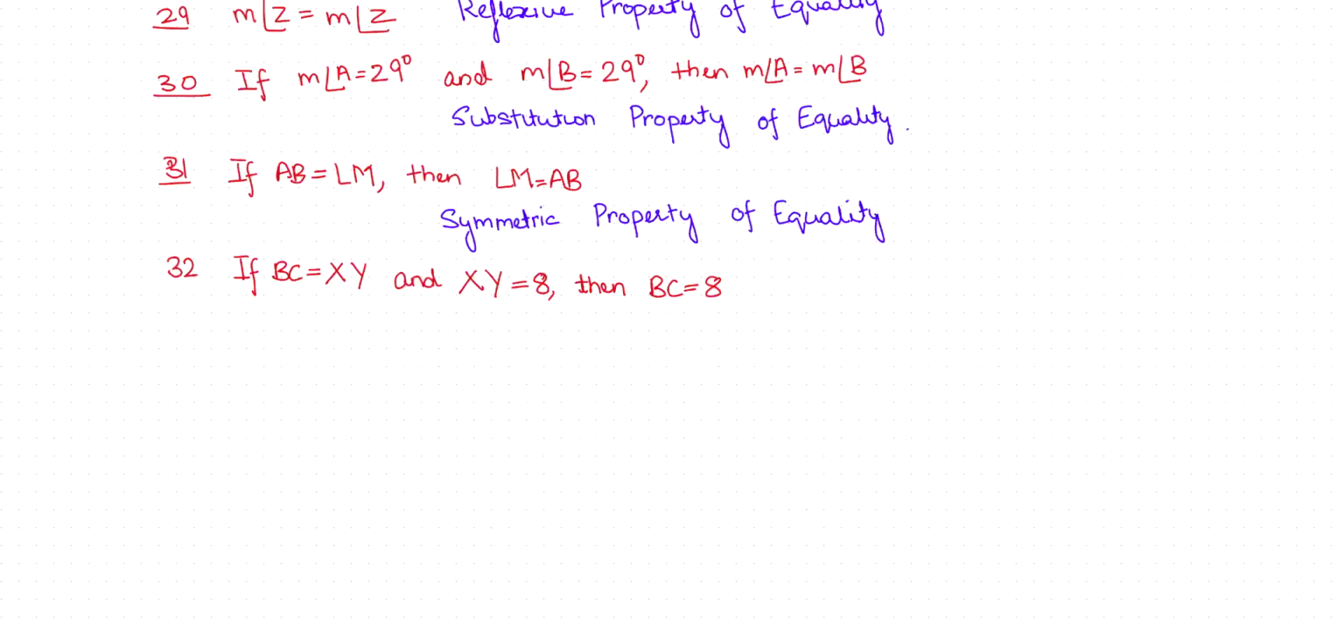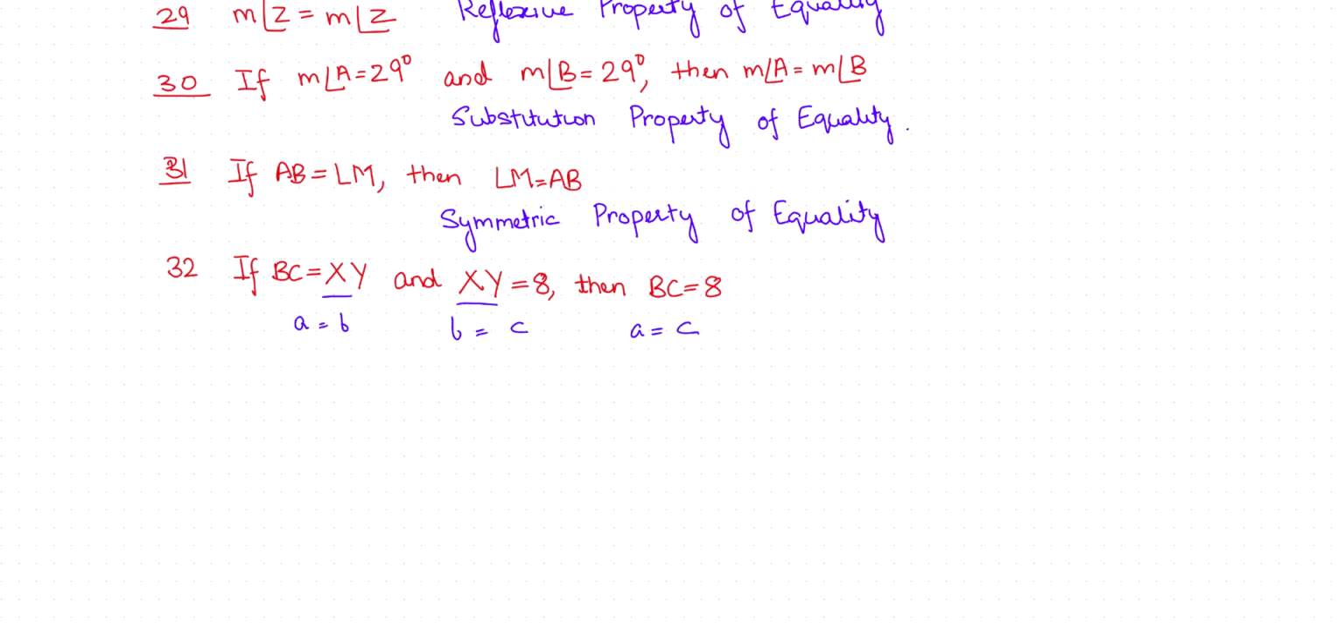Next one is if BC is equal to XY and XY is equal to 8, then BC is equal to 8. Okay. So this is the transitive property because the XY here is the same as here. So if A is equal to B, and B is equal to C, then A is equal to C. Okay, so this is the transitive property.